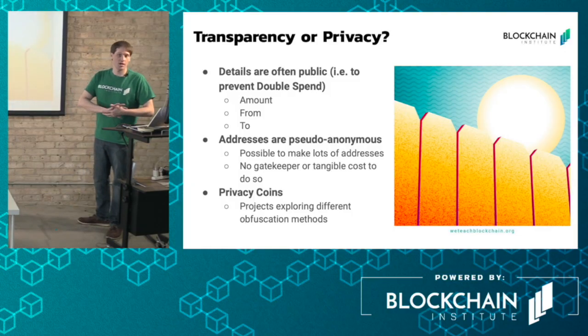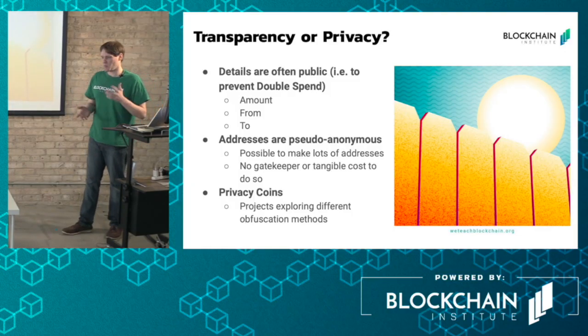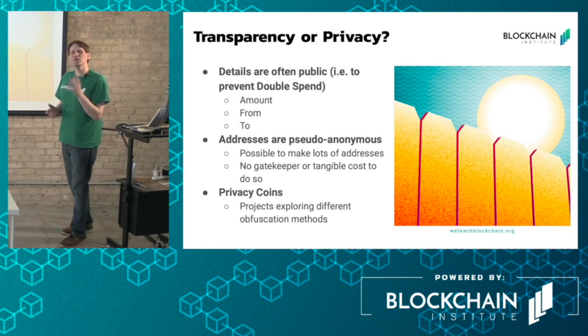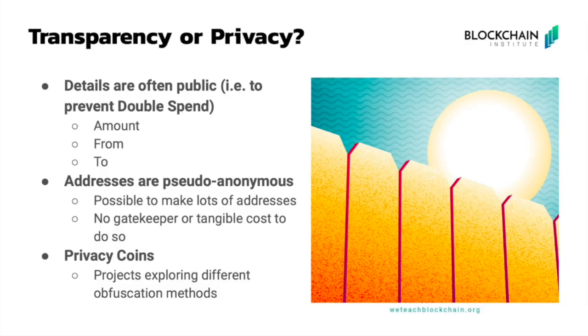Cryptocurrency security. Something important to notice about blockchains: it's a unique mix of transparency and privacy. For example, the details of transactions are almost always public. You have that long-running ledger complete with digital receipts. It's a lot of transparency. However, addresses are pseudo-anonymous. Addresses are a long string of text that is used to send you cryptocurrency.